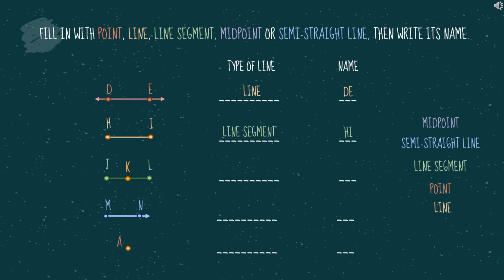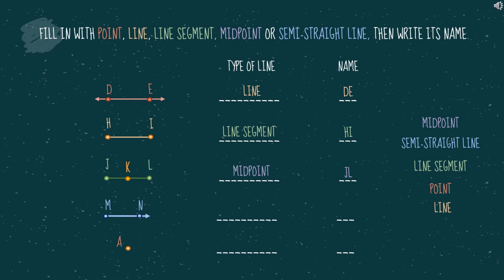The second line is a line segment. Can you see how there are points on either side of the line? Remember, this means we are only talking about a small section of the line, so it is a line segment. And the name of this line, we've got to look back at which letters are being used. The name of the line is HI.